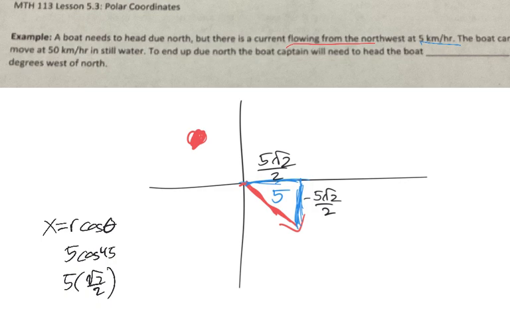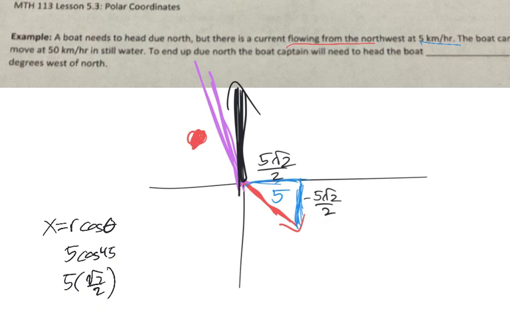So essentially the boat is going to have to travel in this direction. Right? In some form. I don't know exactly how much, but it's going to have to head this way to fight against the current. Because in the end, I want the boat to go due north. Right? That's where I want it to go. So it's going to have to aim a little bit to the left or a little bit to the west. That way it can go against the current.